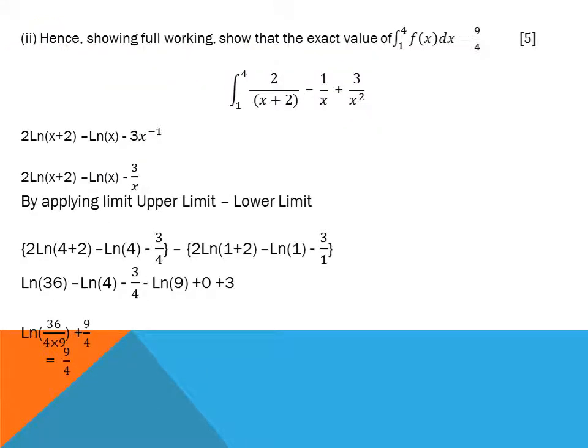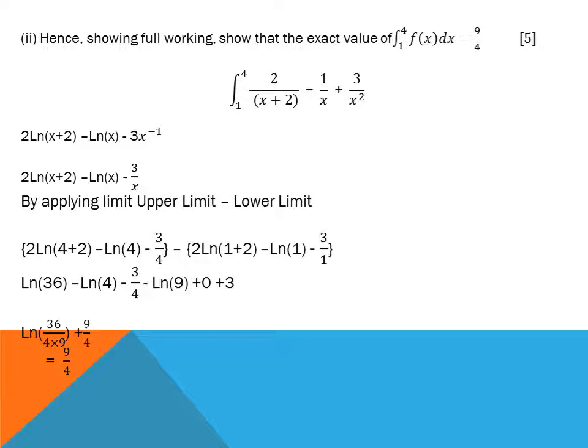In the next part, the partial fraction and binomial expression are related to each other, but here an integration is attached with the partial fraction. Integrate the function, upper limit 4, lower limit 1, f of x dx. Prove that it is equal to 9 by 4. I place the value of f of x which I partialed in the previous part: 2 over x plus 2 minus 1 over x plus 3 over x square.